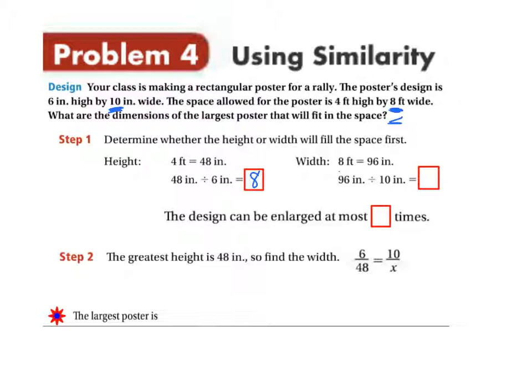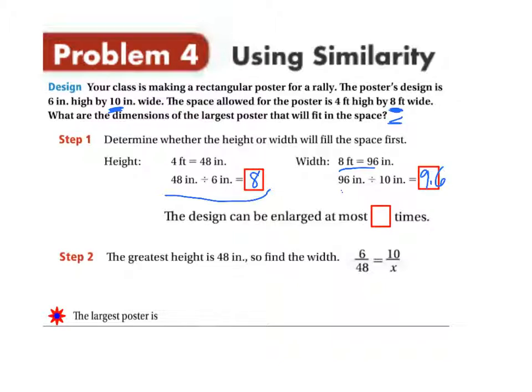So I first convert my 8 into 96 inches, taking it times 12, and then I'm going to take that space and divide it by my design, and I'm going to get 9.6. So now, the question is, which one will fill the space first? If you make your design 8 times bigger, the height is going to fill it up. If you can make it as big as the width here, this 9.6 times bigger, that's great.